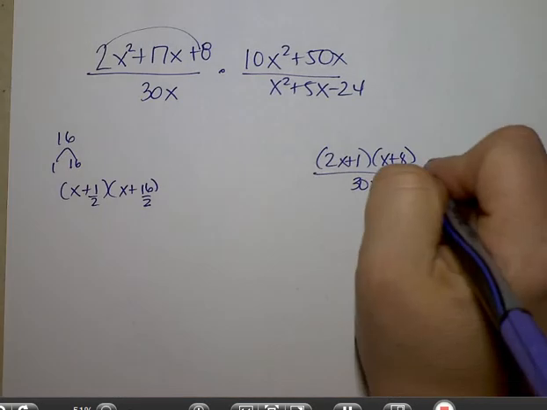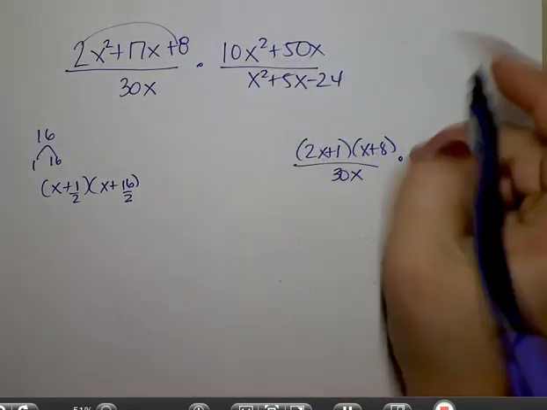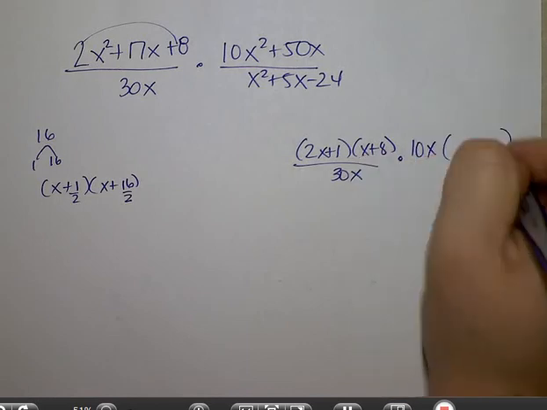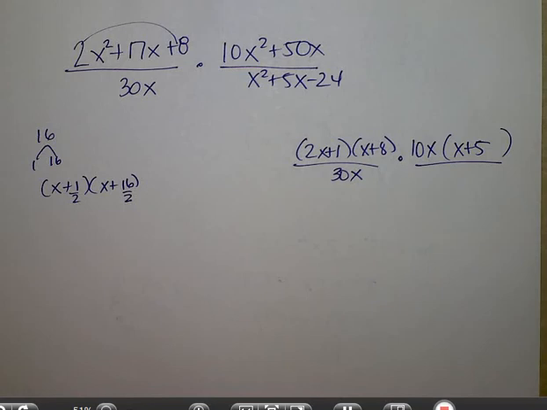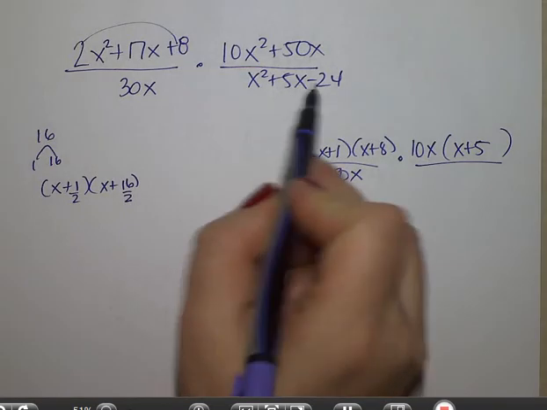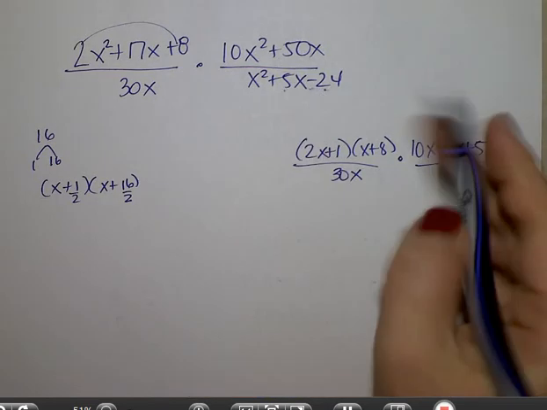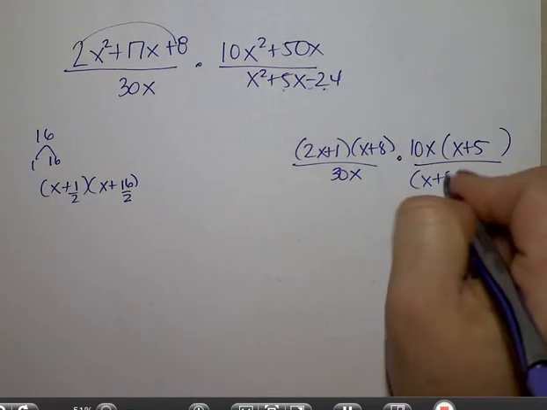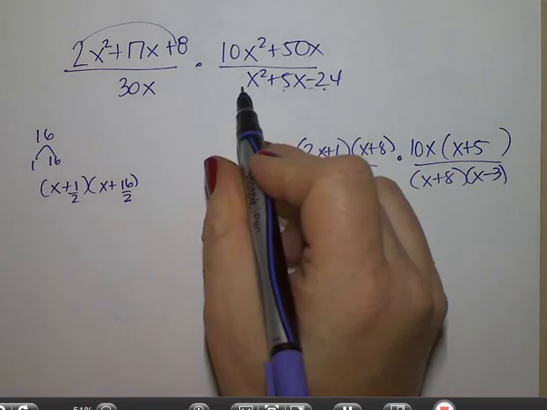Now I have a multiplying sign. What can I factor out of these two terms? A 10x, and I'm left with x plus 5. On the bottom, what multiplies to give you negative 24 and combines to give you 5? x plus 8 and x subtract 3. Because there's a 1 as a leading coefficient, I don't have to divide.